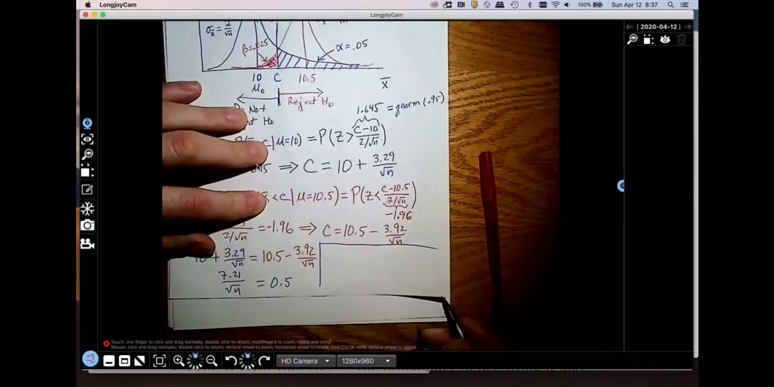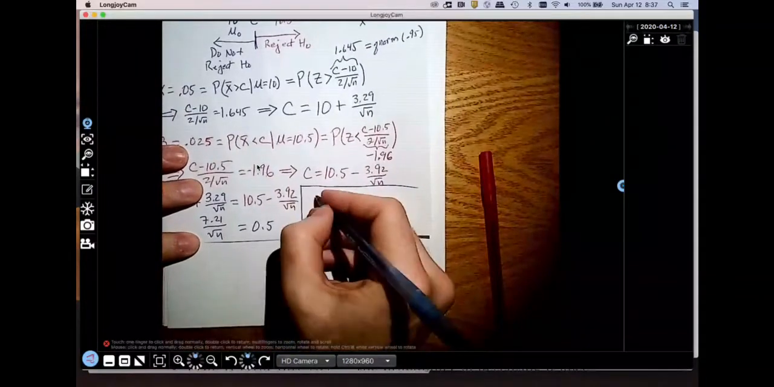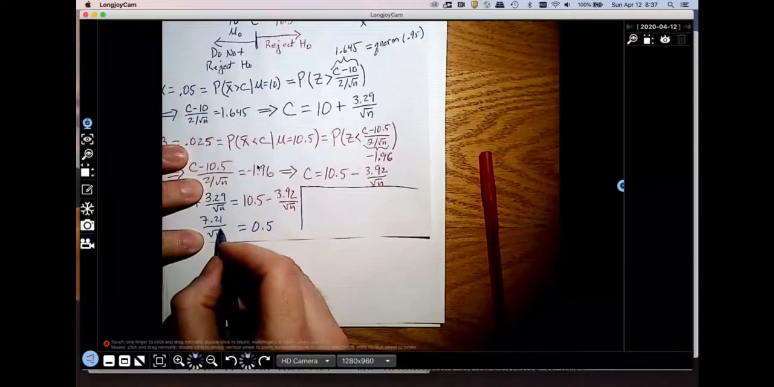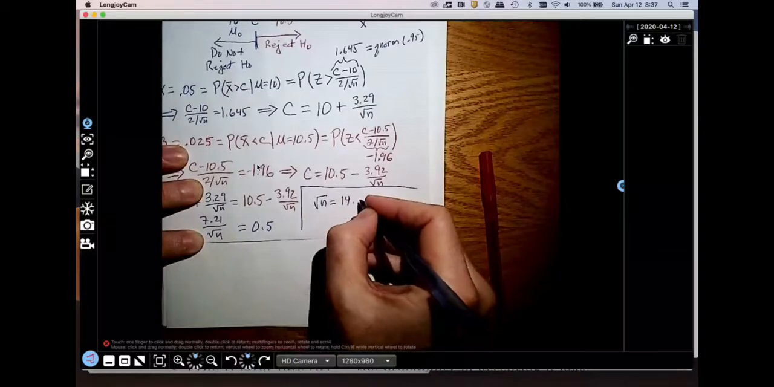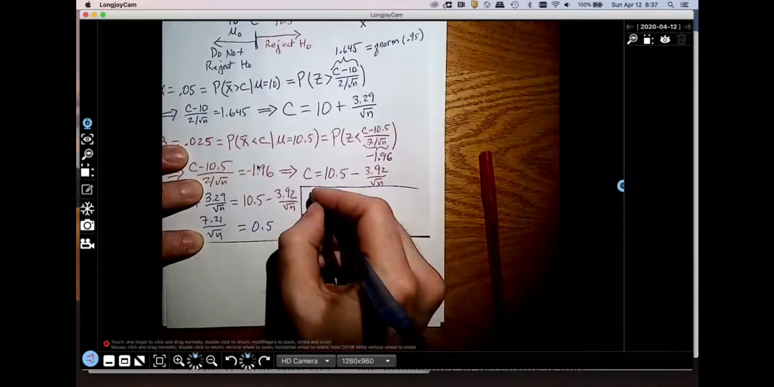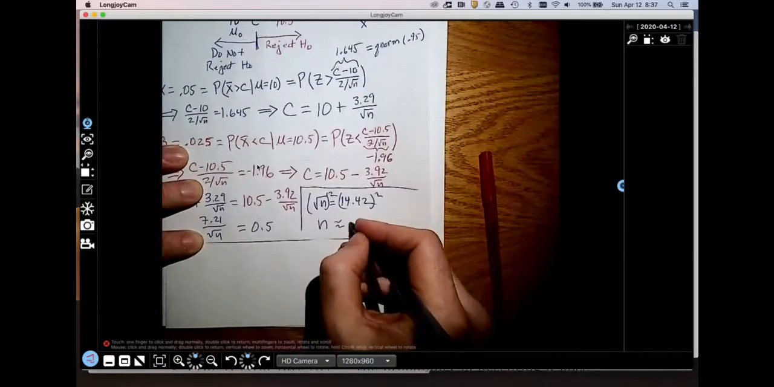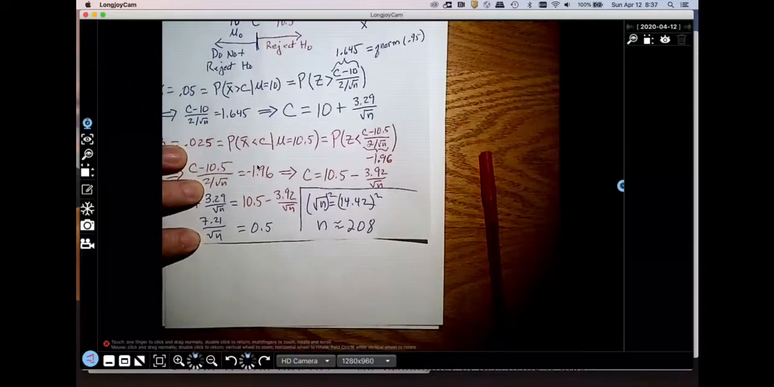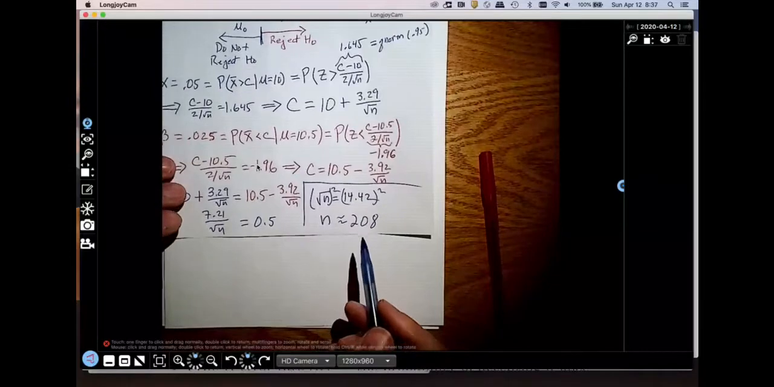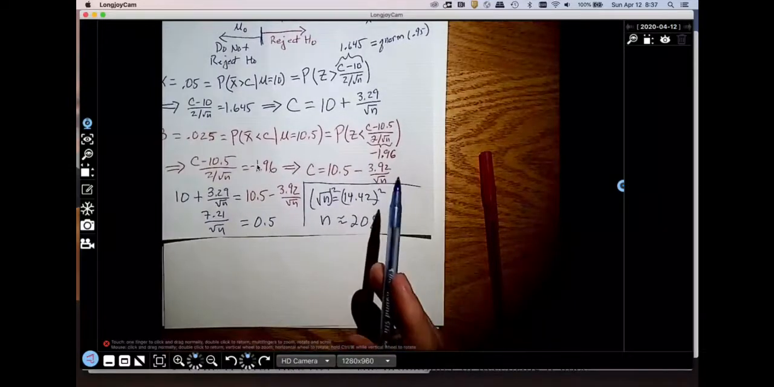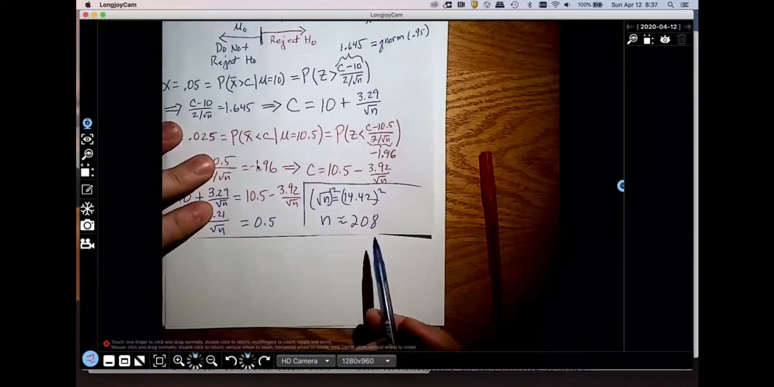So I'm going to write the answer here. If I divide 7.21, we have the square root of n is equal to 14.42. Let's square both sides, and we get n is approximately 208. All right, so now we've solved the problem for n. If we want to find c, we could substitute that back in, but we really weren't asked to find c, we were just asked to find n.